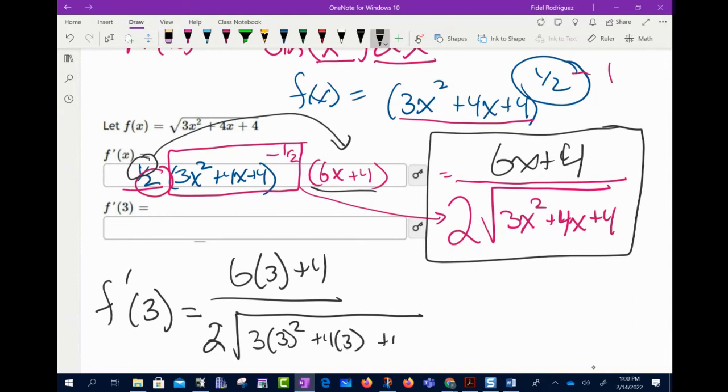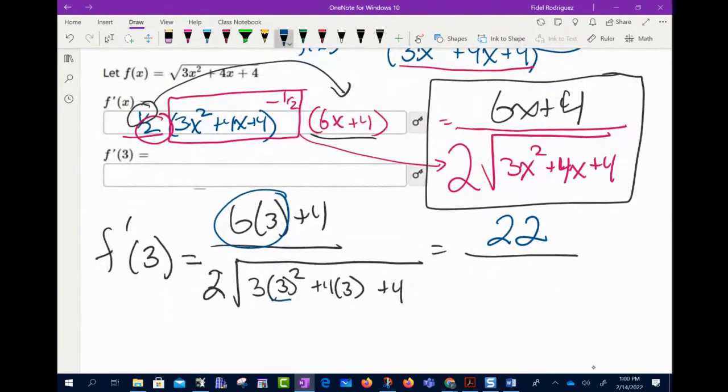So again, all I'm really doing here, y'all, is just plugging in a 3 everywhere I have an x. Okay, so let me do the top. 6 times 3 is 18. 18 and 4 should give me 22 on the top.